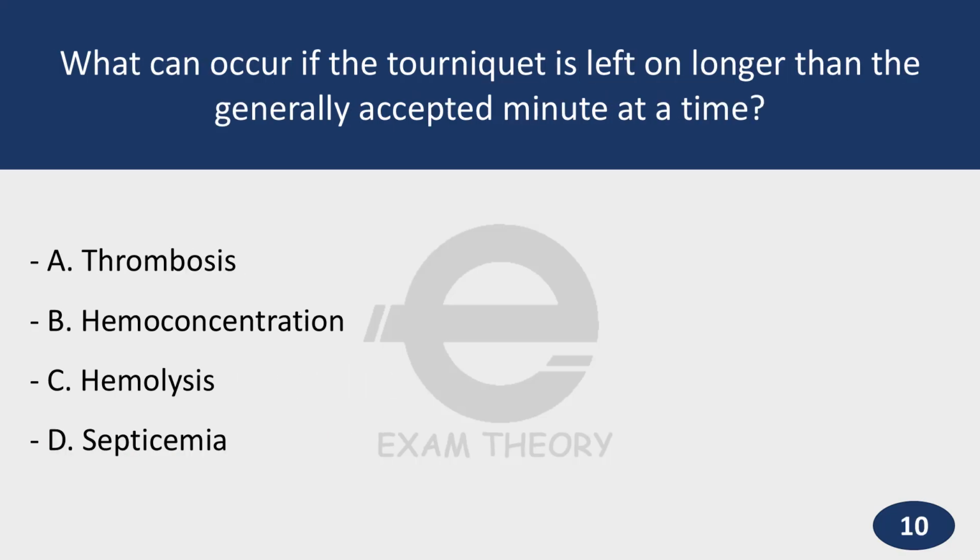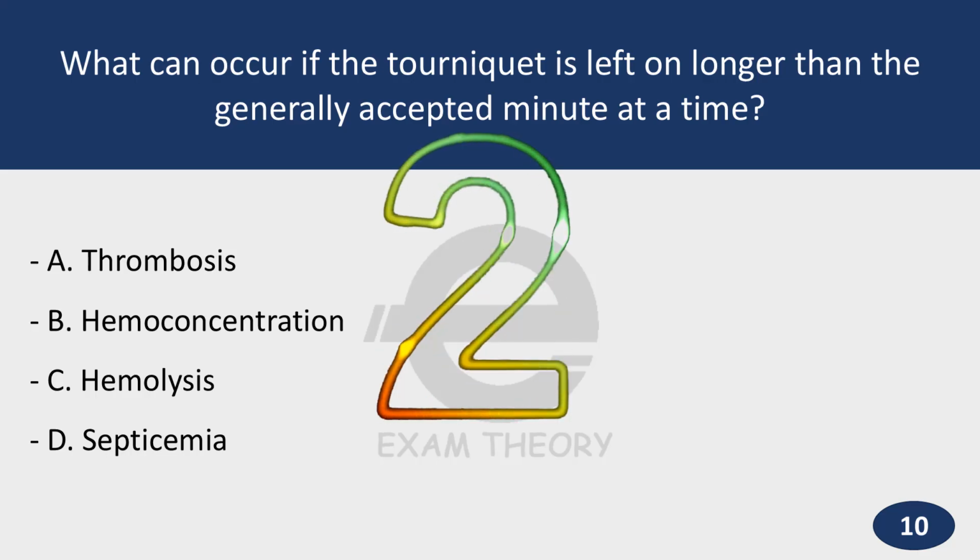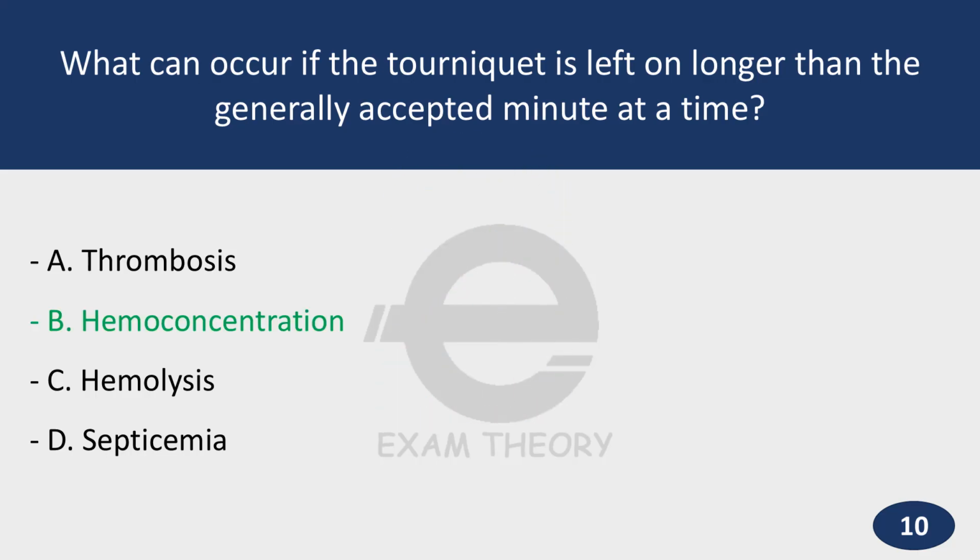What can occur if the tourniquet is left on longer than the generally accepted minute at a time? A. Thrombosis. B. Hemoconcentration. C. Hemolysis. D. Septicemia. The correct answer is B. Hemoconcentration.